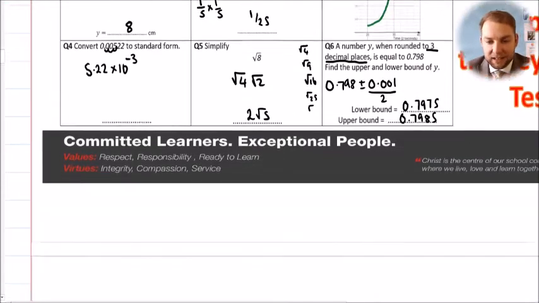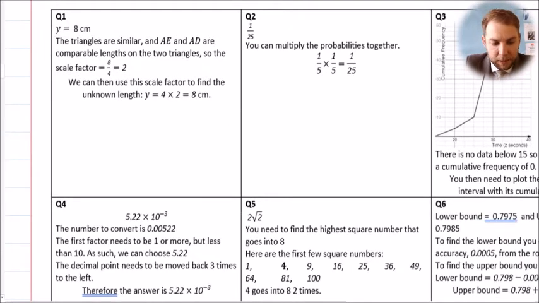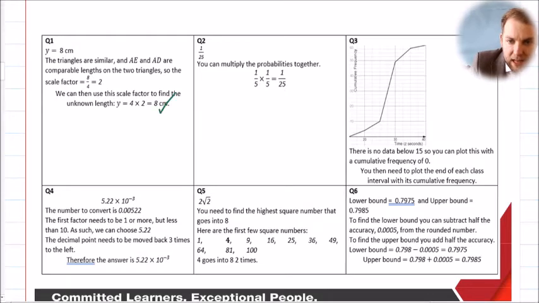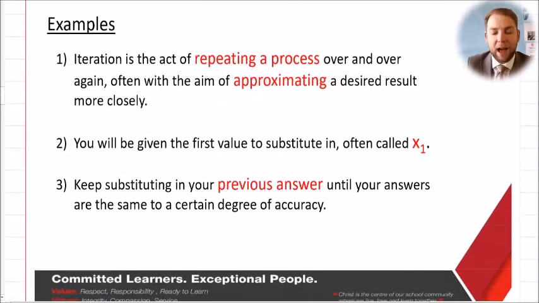So let's check these answers and mark them in green. Zoom out a little bit here. So the first one here, 8 is right, brilliant. So that's 8 there. The next one here is 1 over 25, brilliant. Here from my upper bounds, brilliant. This one here, 5.22 times 10 to the minus 3, 2 root 2. And here you can see that it's plus or minus 0.0005, which is 1 over 2. So you've got your lower bound and then you've got your upper bound there, like so. Brilliant. So we're going to have a look now at our examples.